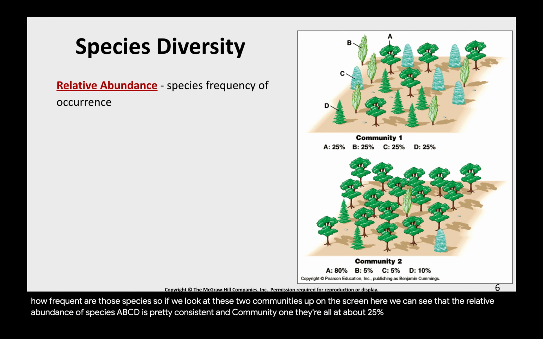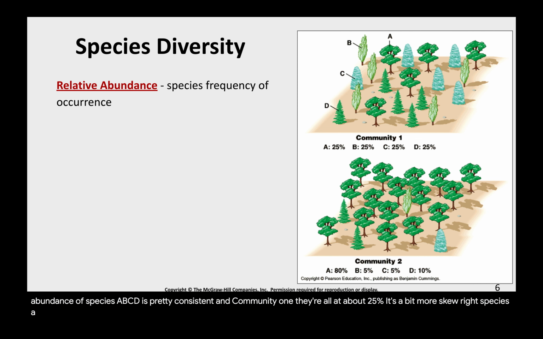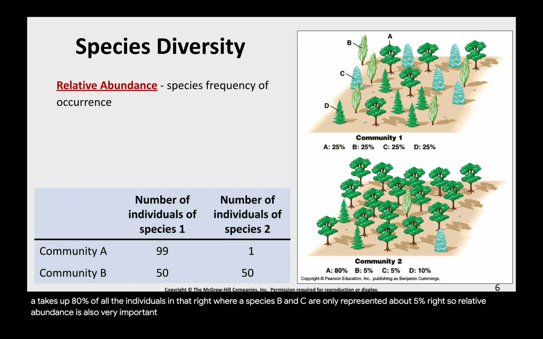But community 2, it's a bit more skewed. Species A takes up 80% of all the individuals in that community, whereas species B and C are only represented about 5% of the time. So relative abundance is also very important to look at.